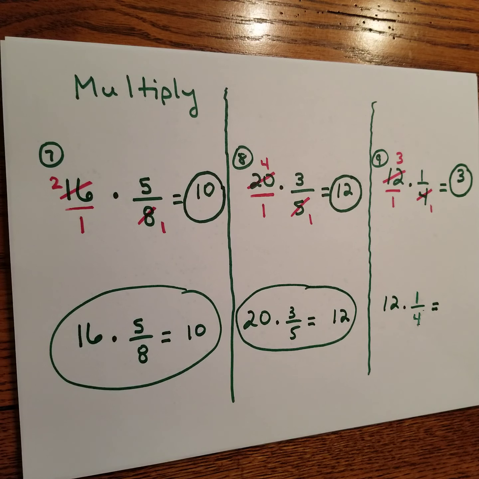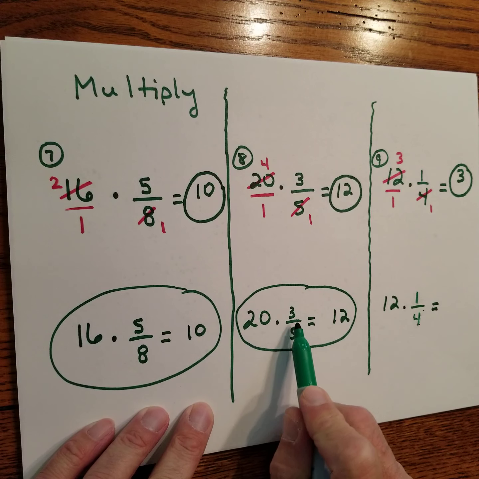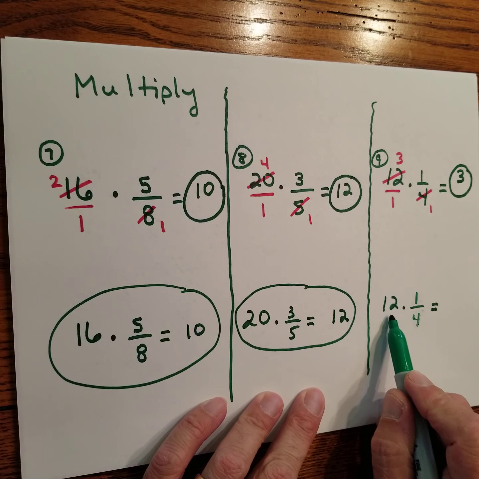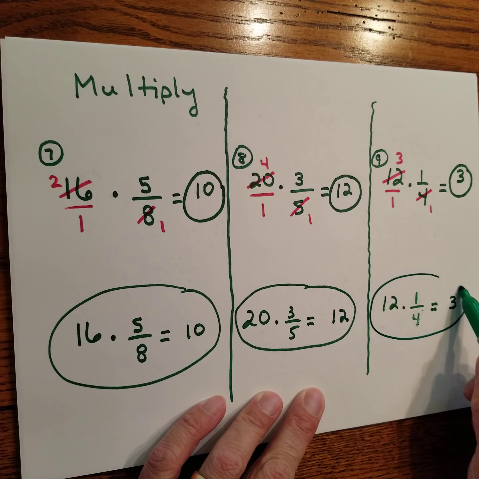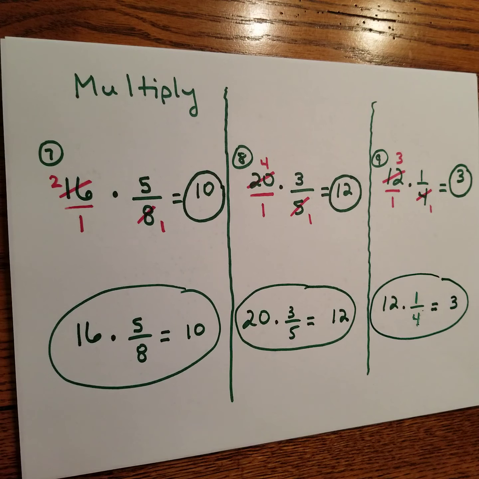All right, here's the shortcut. How many times does 5 go into 20? 4. 4 times 3 is 12. How many times does 4 go into 12? 3. 3 times 1 is 3. I'll leave it up to you on homework. You can do these the old-fashioned way or do these by the shortcut.